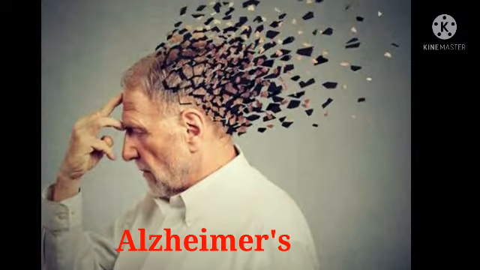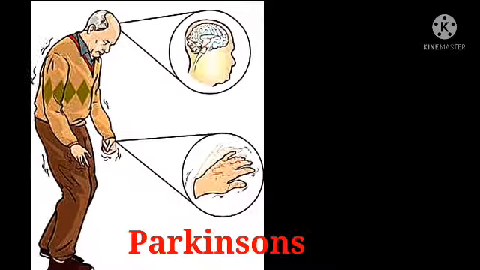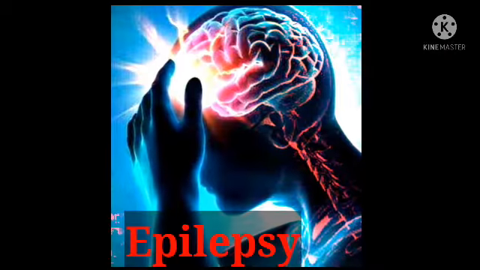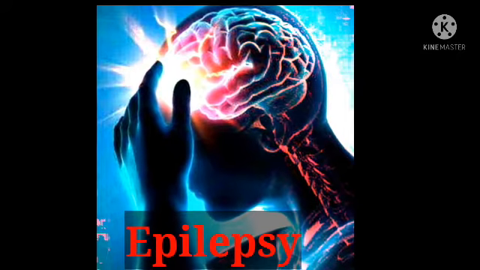Alzheimer's is the loss of memory. Parkinson's is the loss of body balance. Then epilepsy is due to continuous muscular contraction.